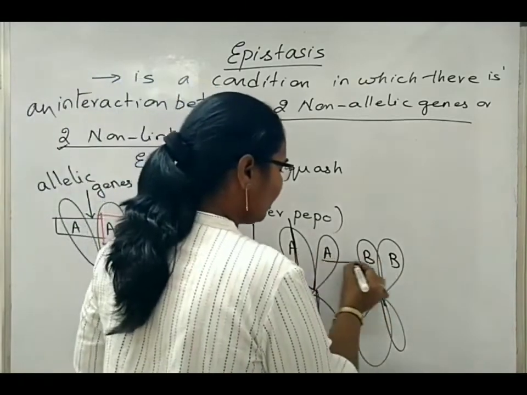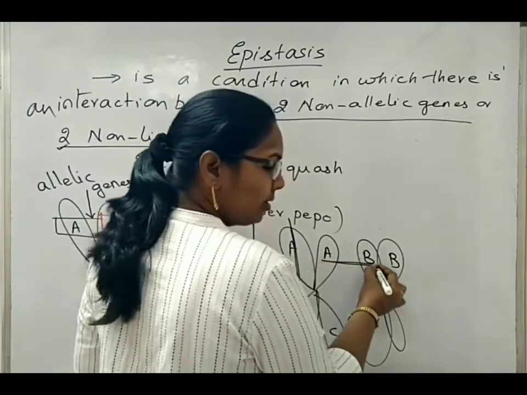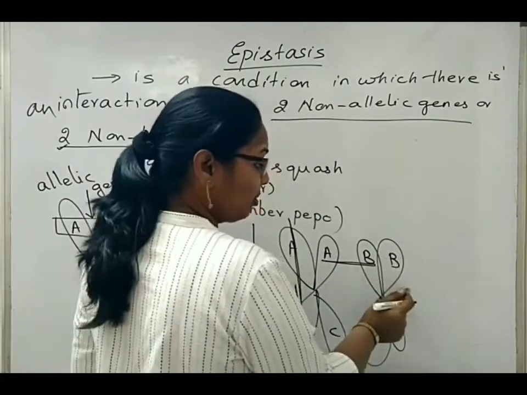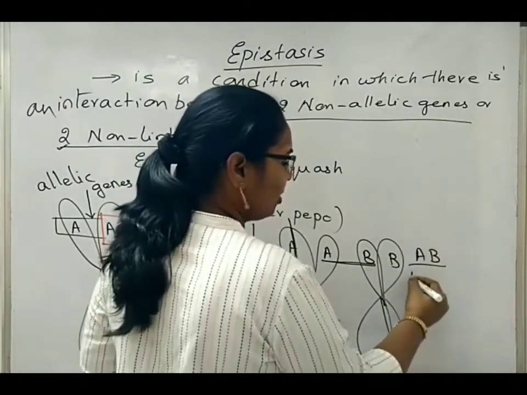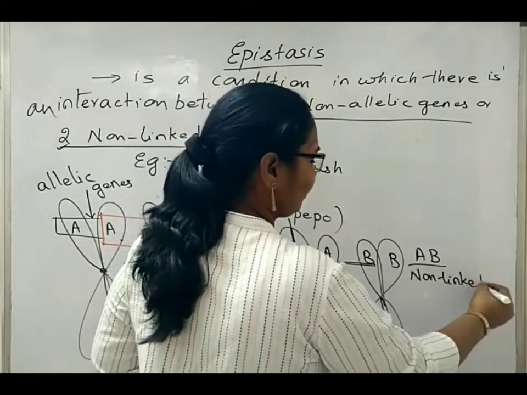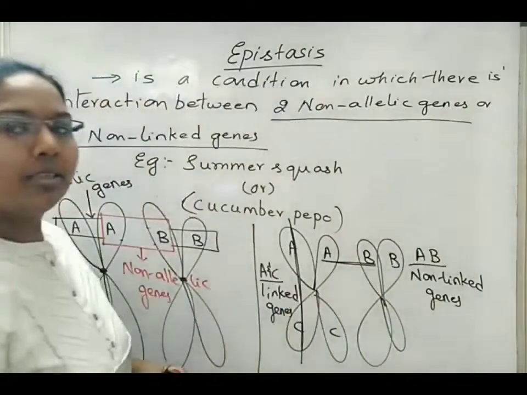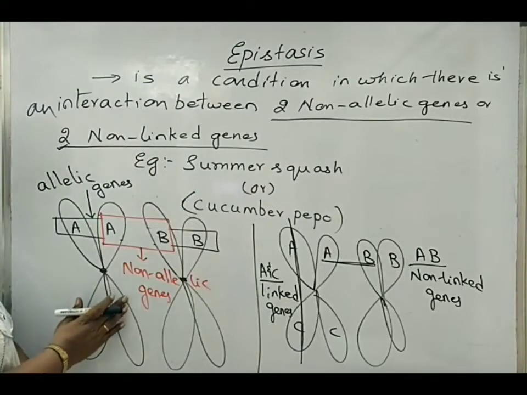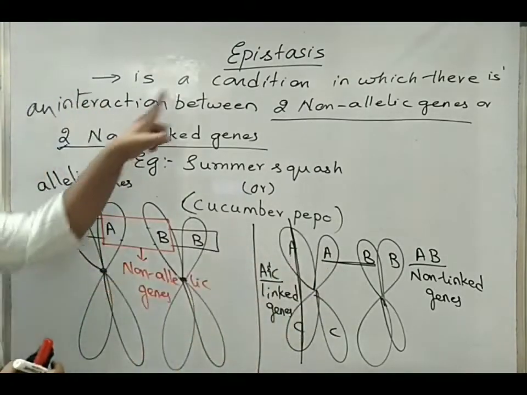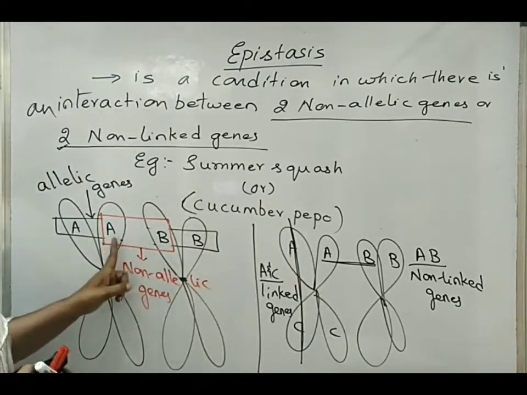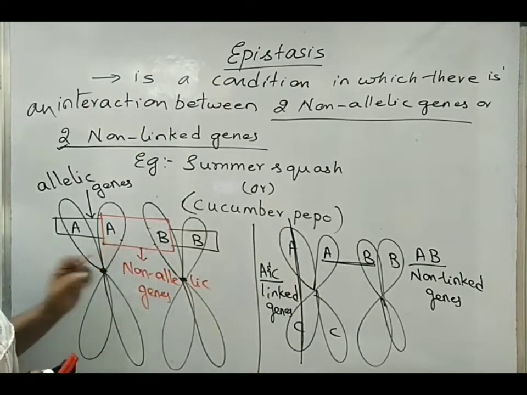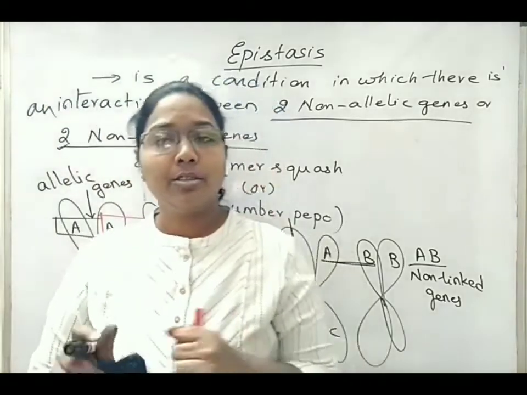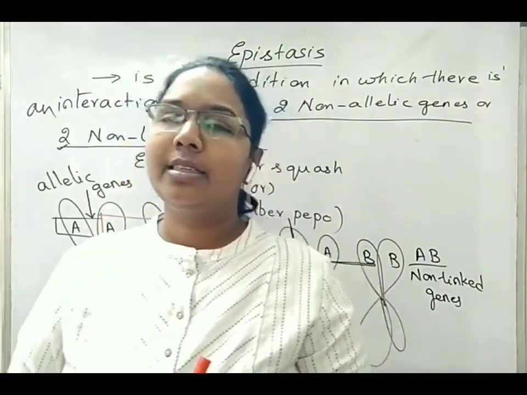Now, this A and the recessive form of another allele of a gene on another chromosome, A and B, are called non-linked genes or non-linked allele forms. I think by this definition you understood what is meant by allelic form and non-allelic form. So, in the case of epistasis, there is an interaction between non-allelic forms of genes. The example is summer squash. Epistasis exists as dominant epistasis and recessive epistasis.